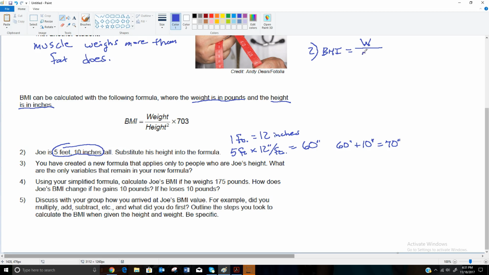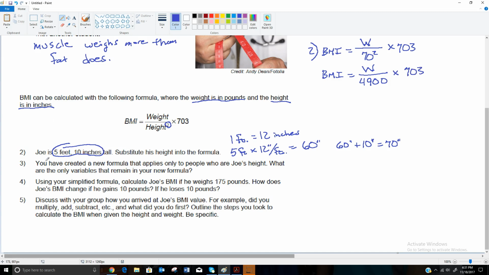So we're going to put that number here, and remember in the formula it says to square it. So it's 70 squared times 703. So his BMI is W divided by 70 squared, which is 4,900. That'd be 70 times 70. And then times 703.